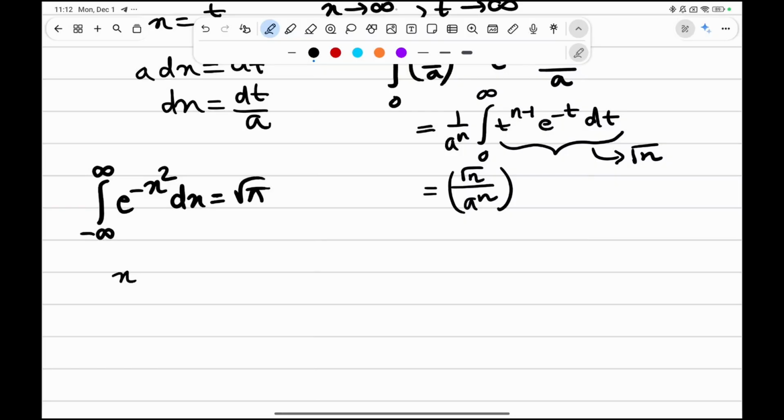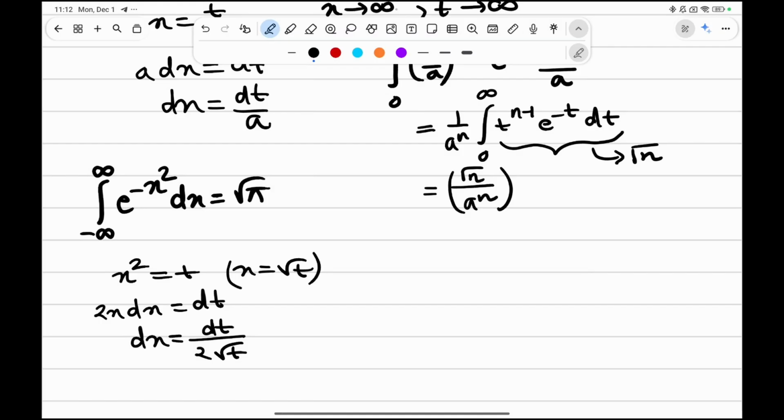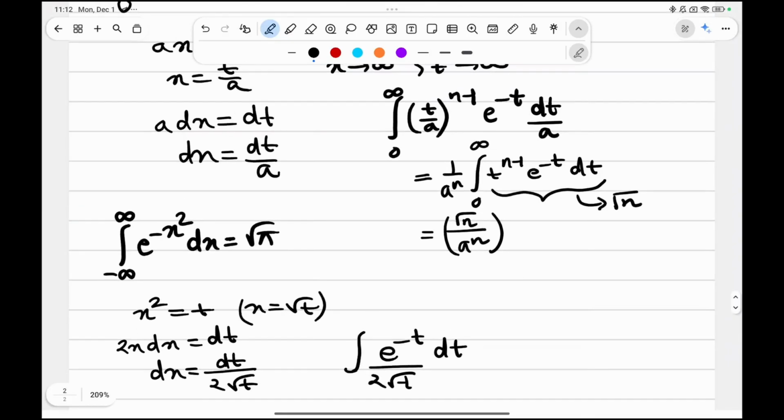We just have to substitute x square equals t. So it becomes 2x dx equals dt, dx equals dt by 2 root t, because x equals root t. So we just convert, and it's e to the power minus t dt. Here we can write this as 2 times the integral from 0 to infinity, because it's an even function.